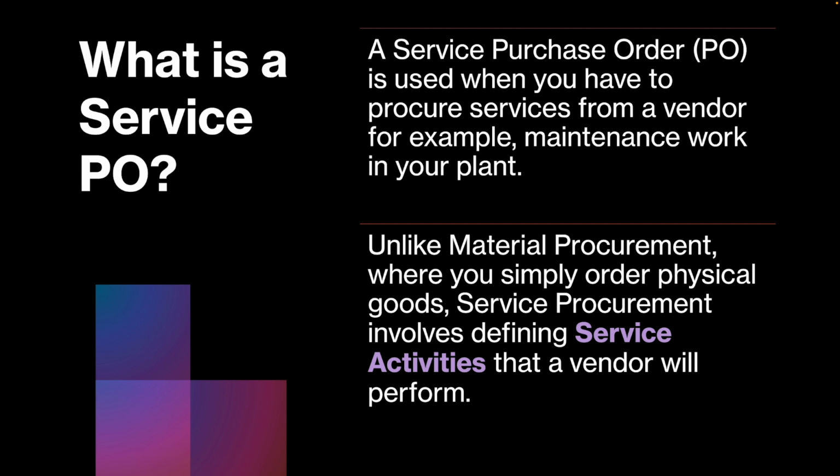Now, unlike material procurement, where you simply order physical goods and you receive the goods in your warehouse, service procurement involves defining service activities. That is, what all services we are going to take from the vendor. And when the vendor performs those activities, you will do something called a service entry, and then you will make the payment to the vendor. Okay, so this is how a service order is different from a material procurement.